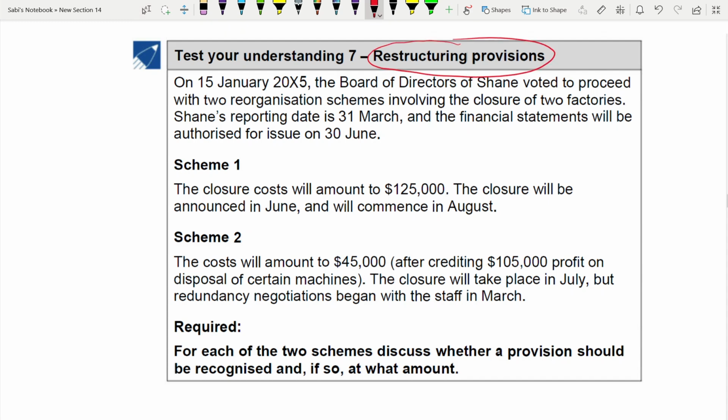On 15th January 2005, the Board of Directors voted to proceed with 2 reorganization schemes, involving the closure of 2 factories. The reporting date is 31st March, and the financial statements will be authorized for issue on 30th June. Scheme 1: closure costs amount to 125,000. The closure will be announced in June and will commence in August. For scheme 1, tell me whether a provision will be recognized or not, and if it is recognized, what is the amount?